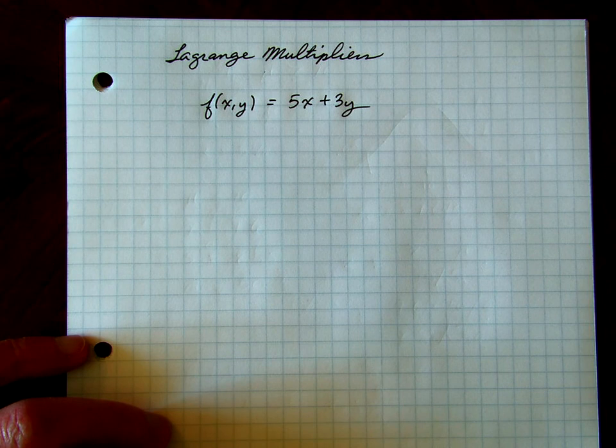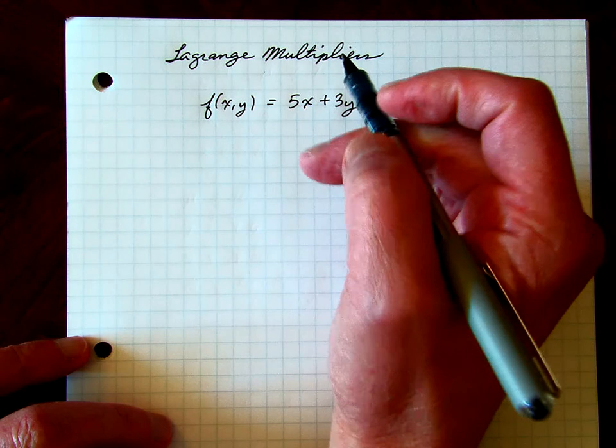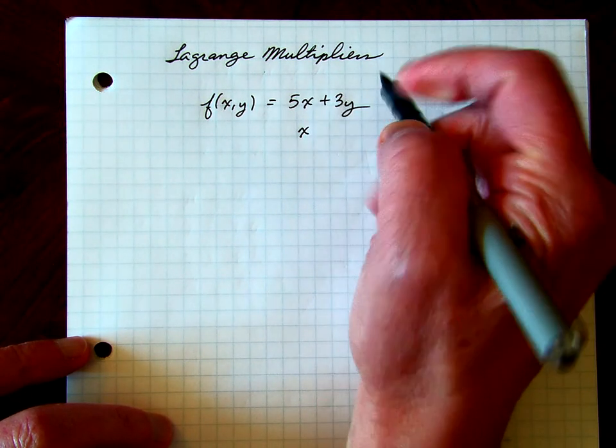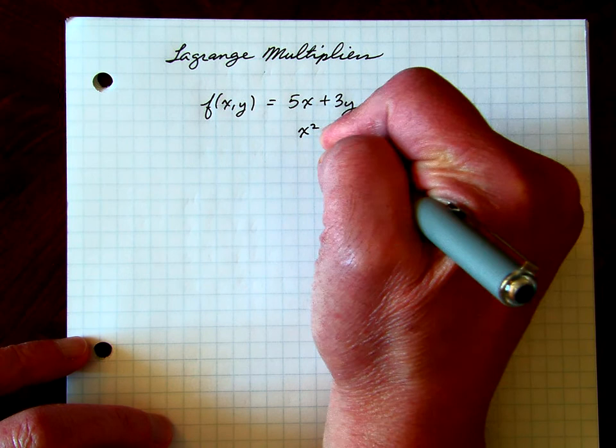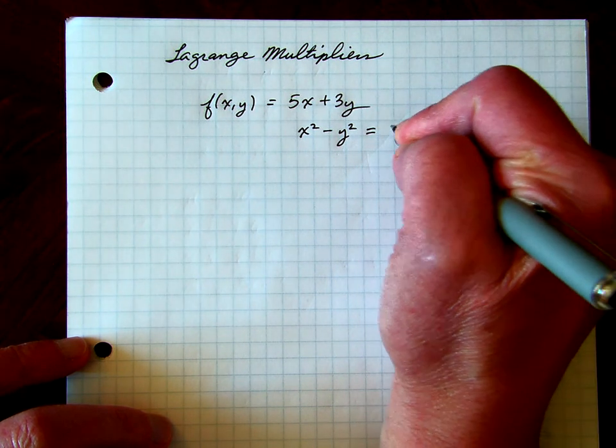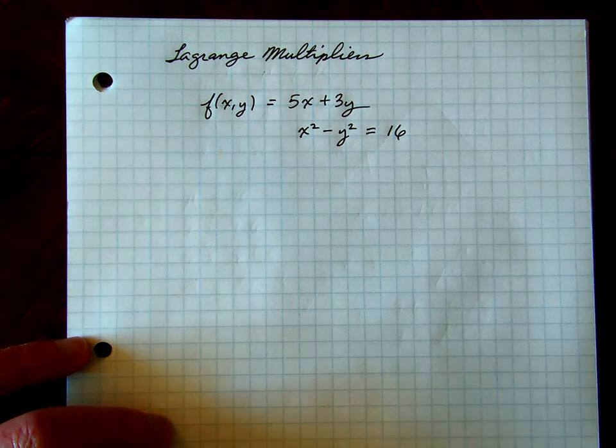And you should be objecting. That function doesn't have a maximum or a minimum. It's a linear function. The graph is planar. It goes up and down forever in all directions. But let's suppose, for some reason, we want to restrict it. The constraint is we want to maximize 5x plus 3y for points on the hyperbola, for some reason, x squared minus y squared is 16.